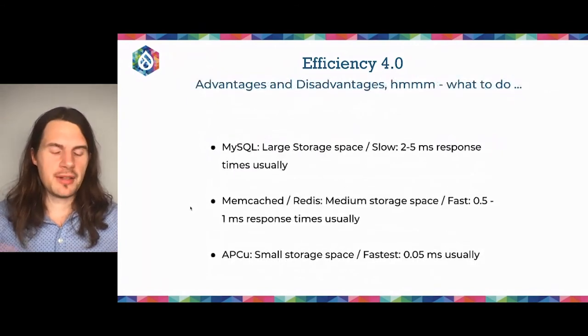And I do have a core patch in the making that could make APCu and chain fast much, much faster. If there are any volunteers, please speak up, because it's really cool, but I just don't find the time to implement it for core.